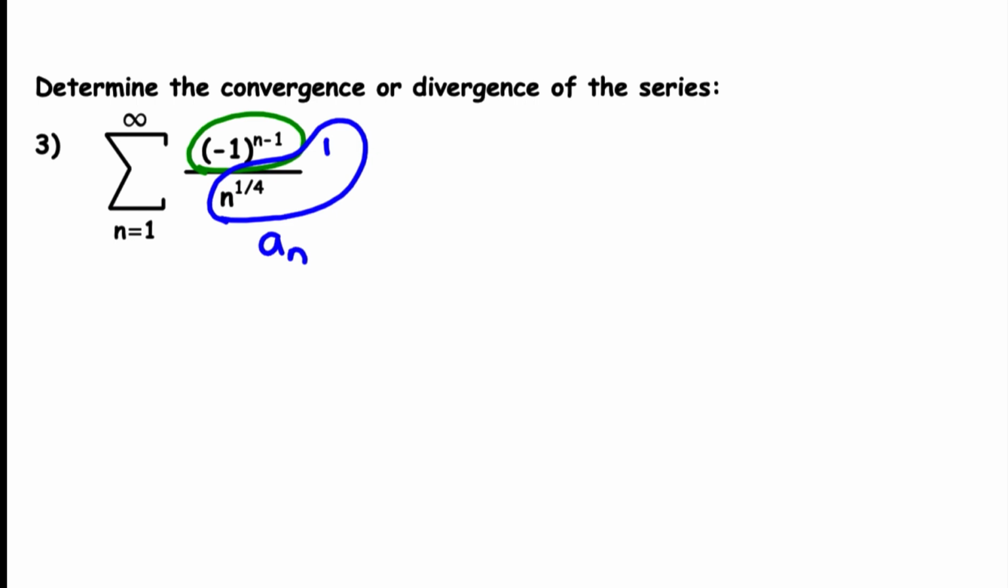And secondly, is it decreasing term by term? When you put in a 1, then a 2, then a 3, is it getting smaller every time, that blue part? And the answer is yes, it is. So this series converges by AST.